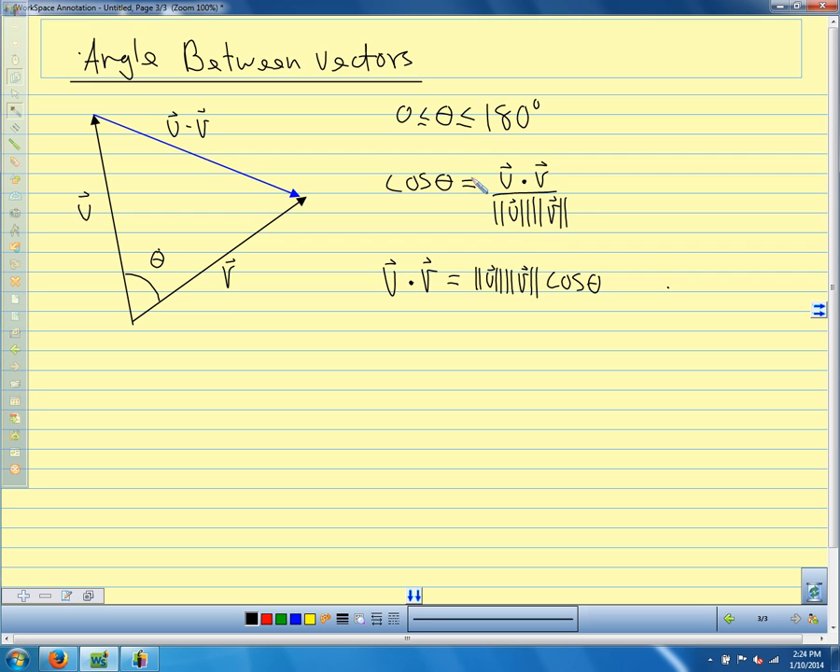So let's look at an example of finding the angle between two vectors, and then I want to talk about this formula just a little bit more. So let's say we want to find the angle between the vector negative 2, 3 and the vector 1, negative 5.